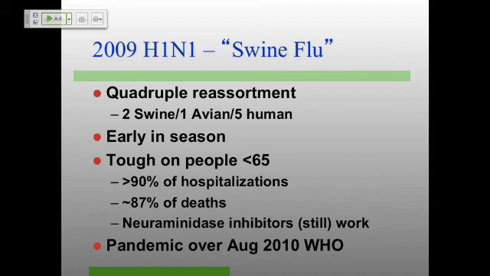87% of the deaths. Neuraminidase inhibitors were still working at that point. We'll talk about neuraminidase inhibitors a little bit more later on. The pandemic was over in August of 2010. So basically it came up, went down again. So that was a problem. As we see now, what's circulating now is mostly human and partly swine in terms of the reassortment.